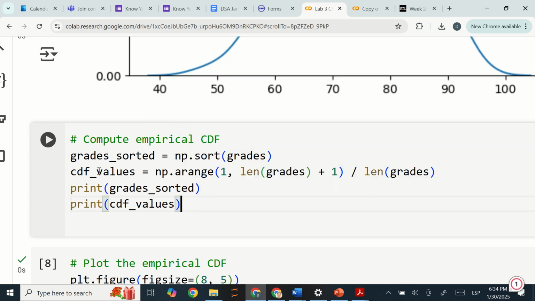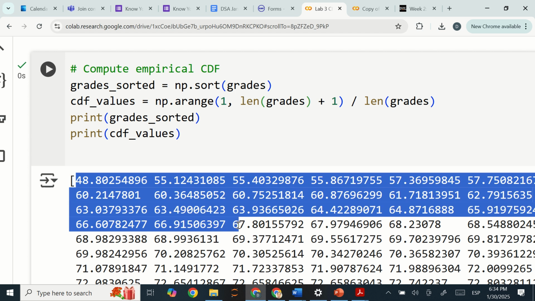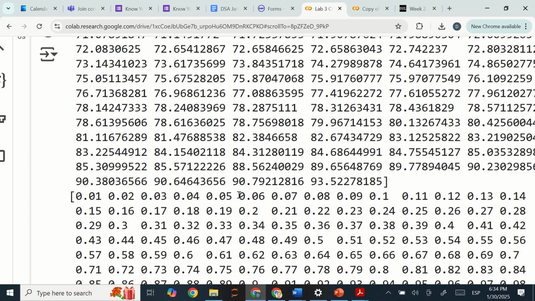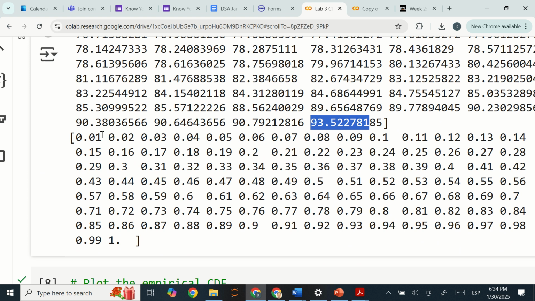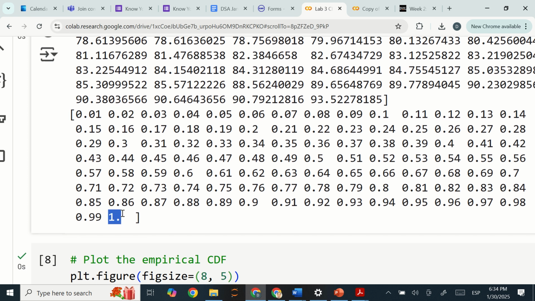So let's print the grades sorted and the CDF of the values, the cumulative probabilities. So these are the grades sorted. The minimum value in this specific case, for me, was 48.8, and the maximum value, 93.5. Now, the cumulative probabilities are estimated based on the position of the observation. For the first position, the probability that something is going to be below or equal to that value is 0.01, 1%. And it keeps increasing because it's a cumulative function. Then for the second observation, the cumulative probability is 0.02, all the way until we get to the last one. It's 1, because always remember the CDF at the end is equal to 1.